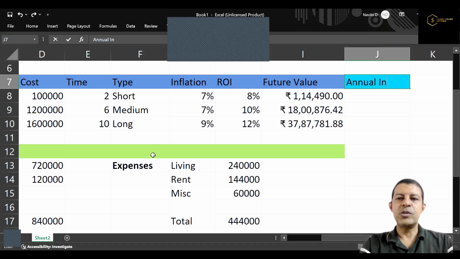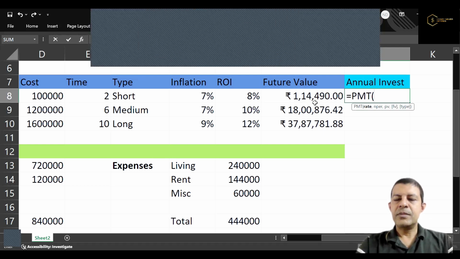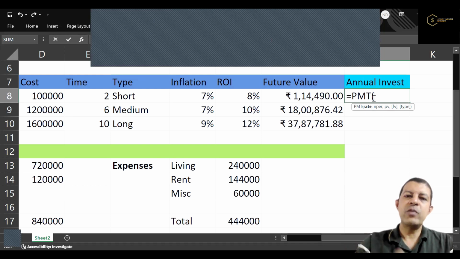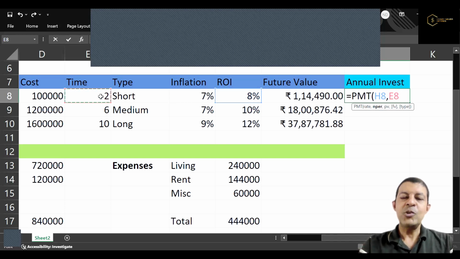For simplicity, we'll see what the annual investment is. There is a formula called PMT, wherein we can identify the investment required to meet that future value of the particular goal. It assumes that the return on investment of 8% is going to be achieved when we put in that particular annual investment. So we're going to have 8% for 2 years. That means every year we are going to invest.